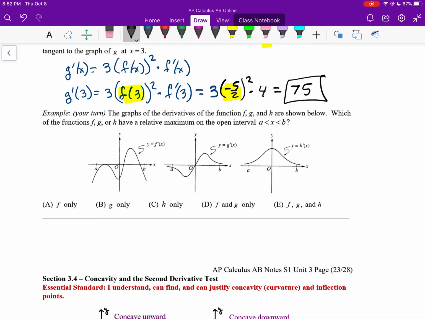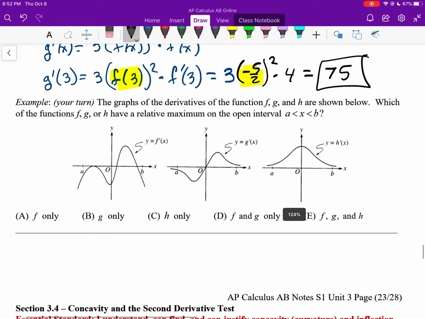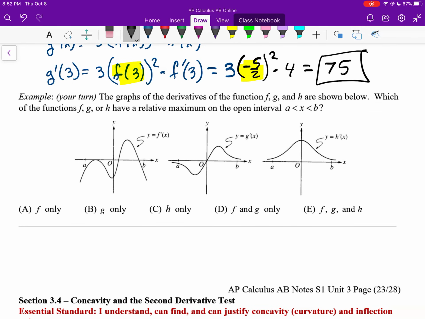They're asking us which graphs, f, g, or h, have a relative maximum on the open interval between a and b, and they're giving us derivatives. In order to have a relative maximum, the derivative f prime has to change from positive to negative. Do these derivatives ever change from positive to negative? And the answer is right over there. F prime changed from positive to negative.